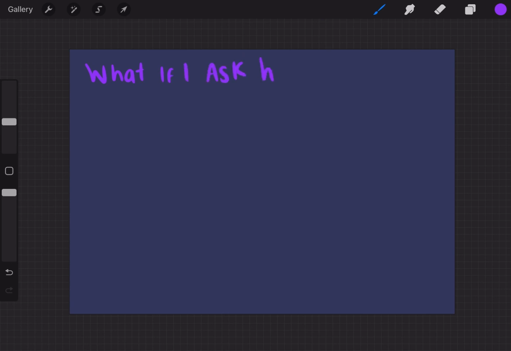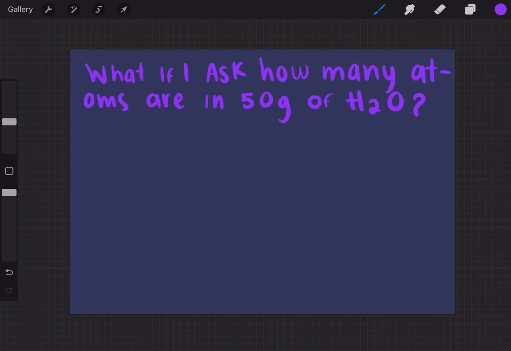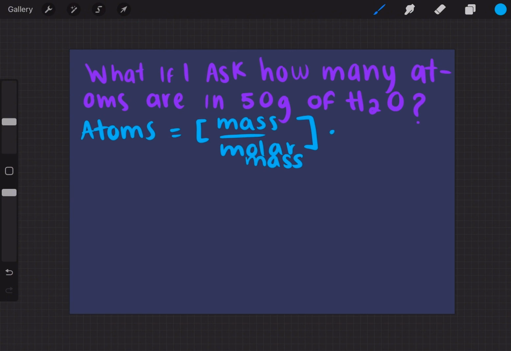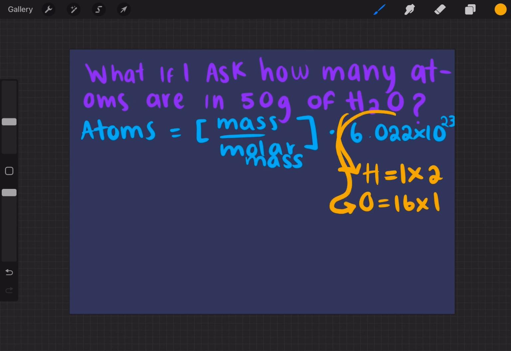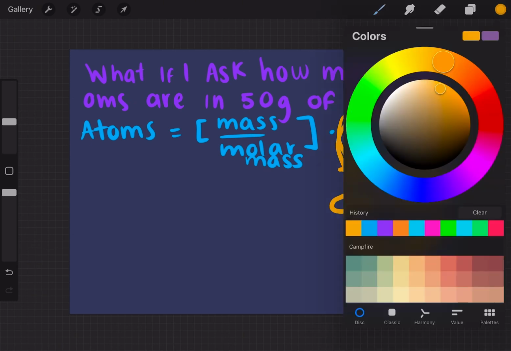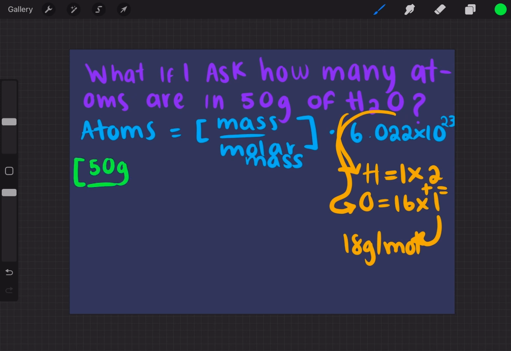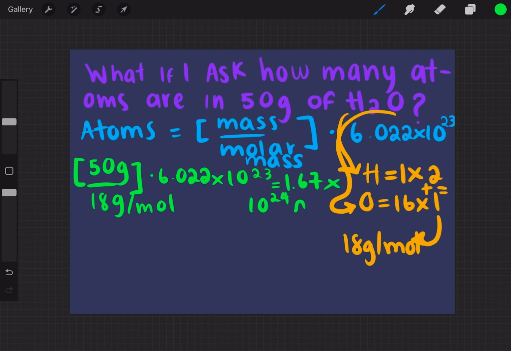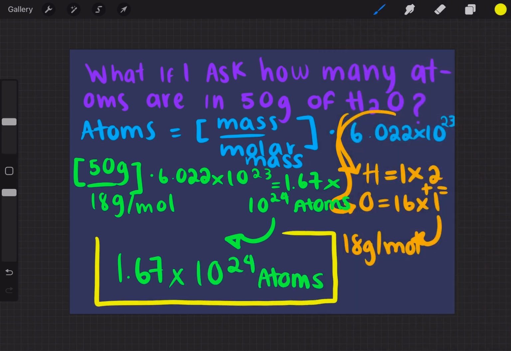But what if you get asked how many atoms are in 50 grams of water? Well, atoms equals mass divided by molar mass times Avogadro's number. As we know, the molar mass of water is 18 grams per mole. So now we only need to divide 50 grams by 18 grams per mole, times Avogadro's number, which is 1.67 times 10 to the 24th. Which means that in 50 grams of water, there's 1.67 times 10 to the 24th atoms.